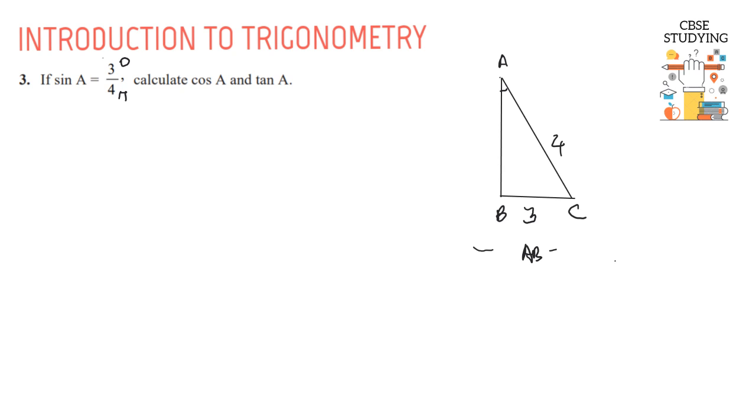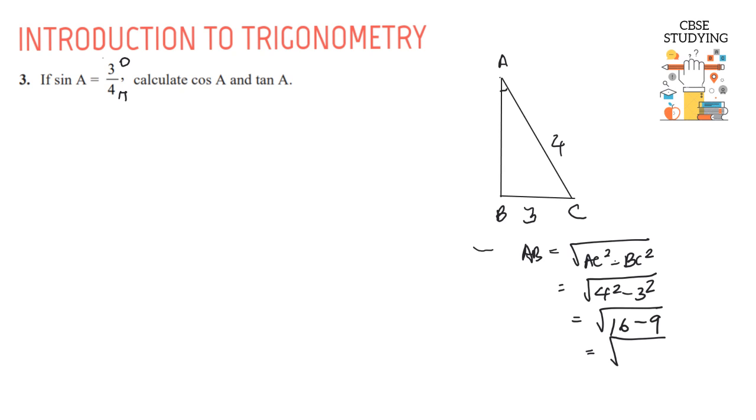So AB is equal to square root of AC square minus BC square. So square root of 4 square minus 3 square, 16 minus 9, and that is equal to root 7. So the measurement of AB is square root of 7. Now, what do we have to find? We have to find cos A.